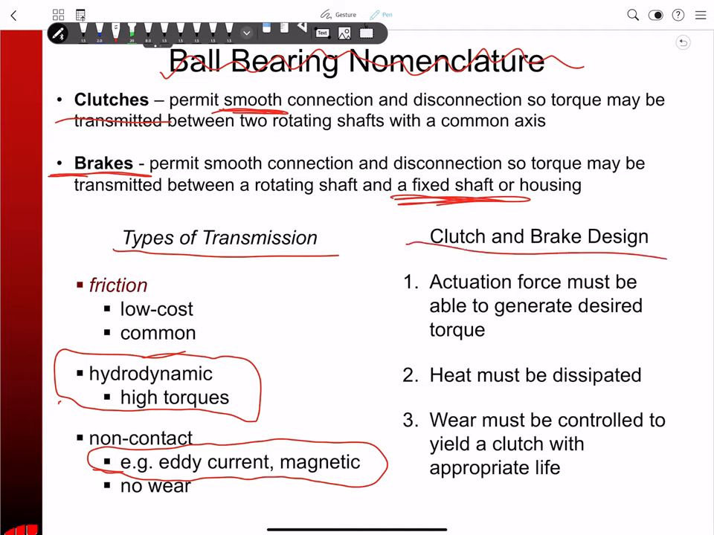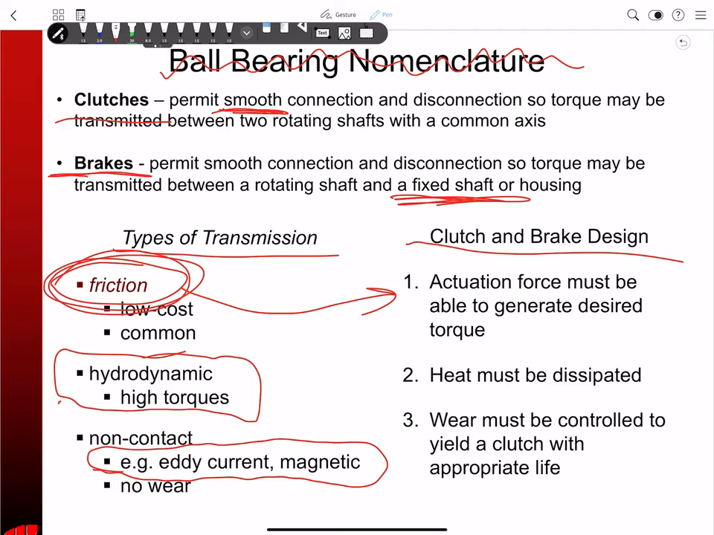How do we design these things? There must be some force, right? I have to push something against something else. Well, I should clarify. We're going to look at primarily friction in here. There must be some force pushing two things together to create friction, right? Friction relies on some force.